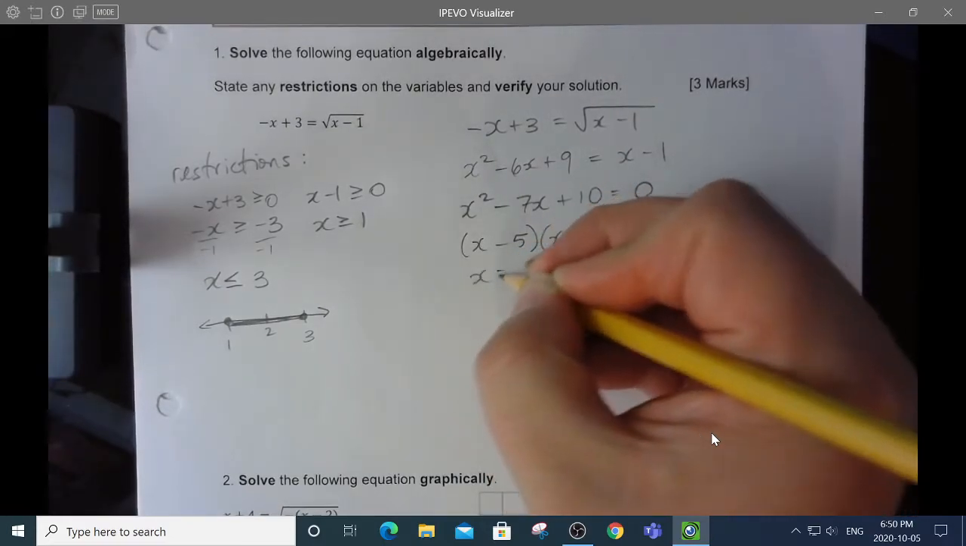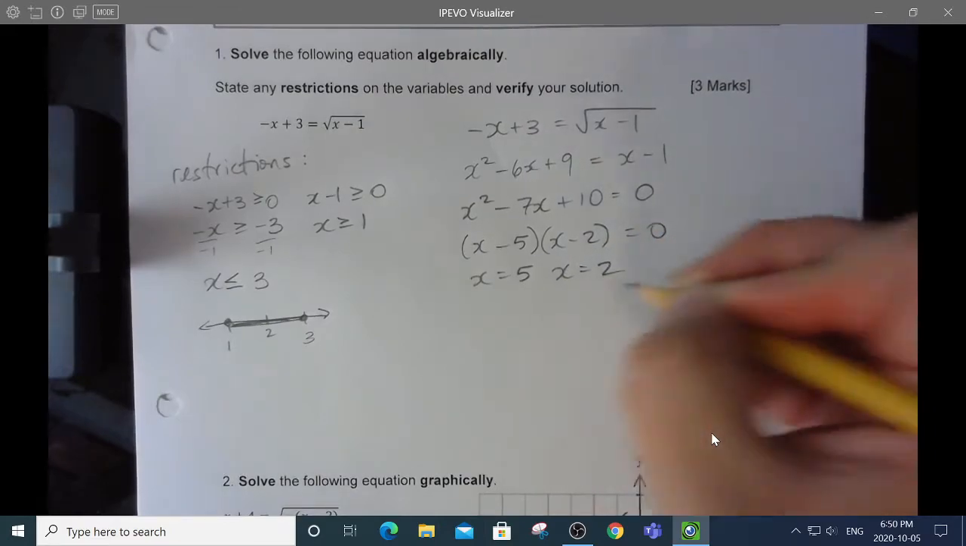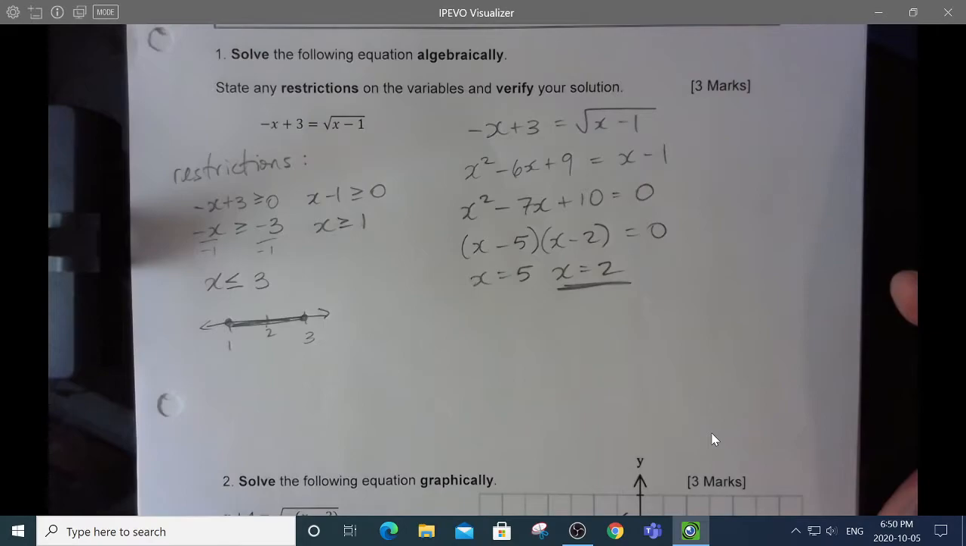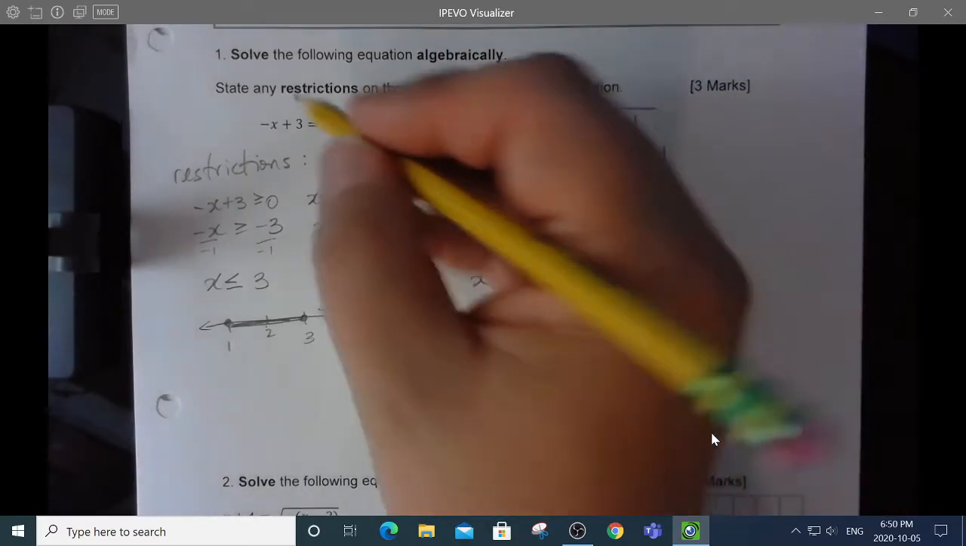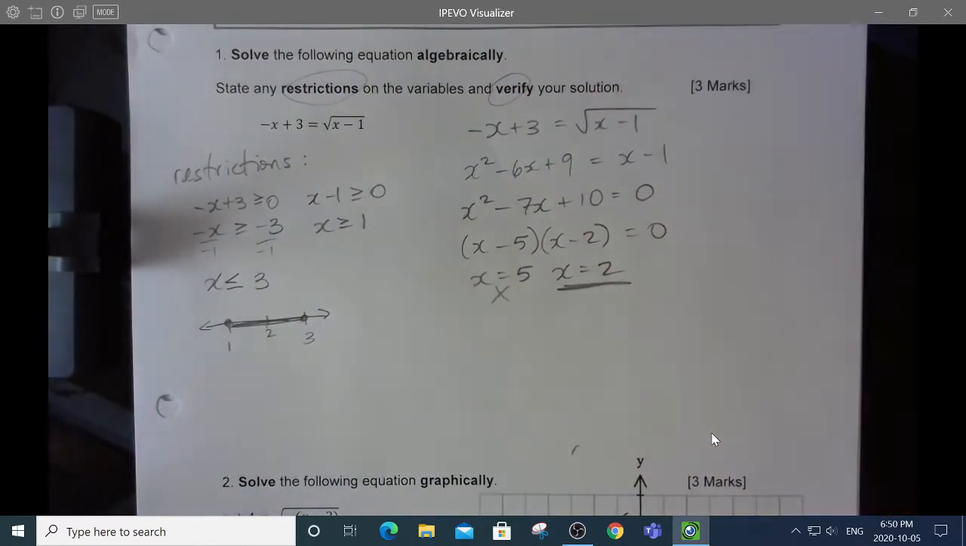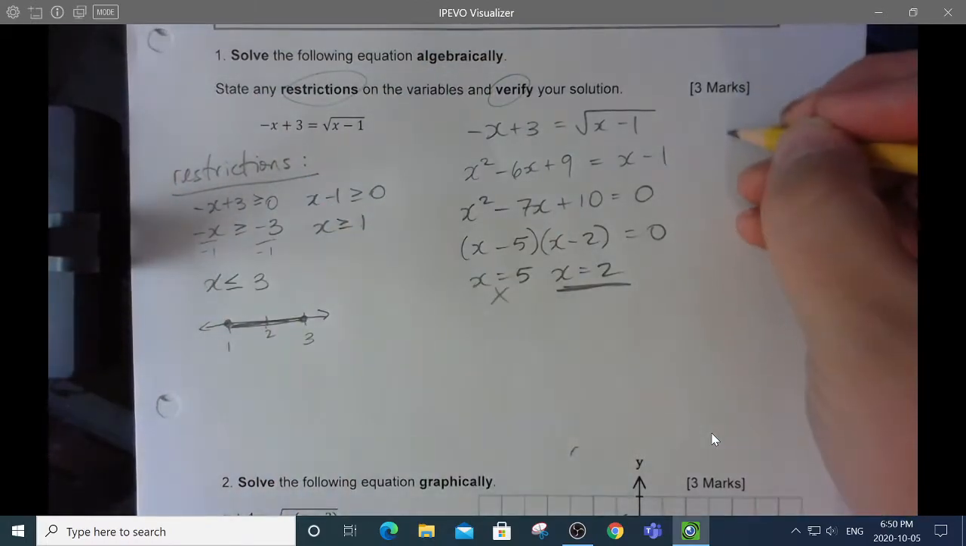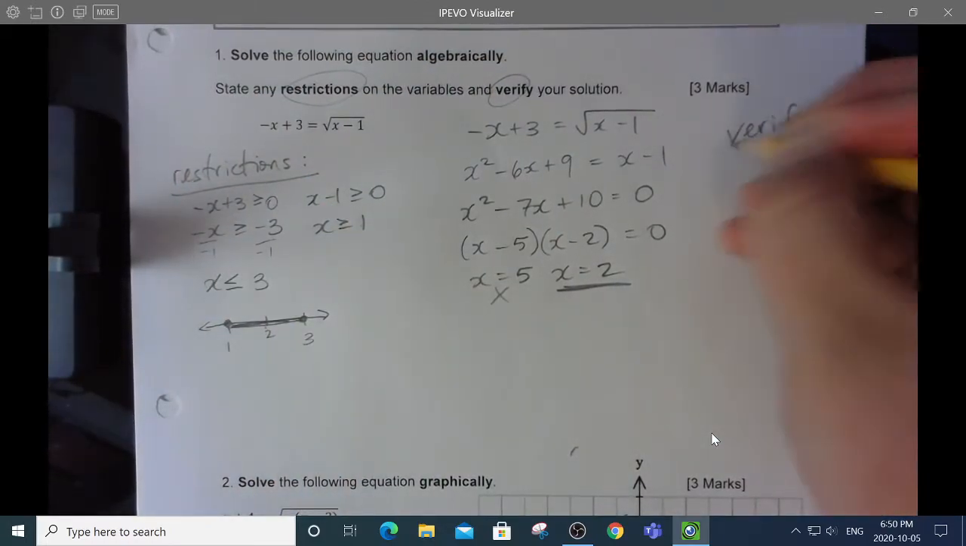So then x is 5 or x is 2, and 2 is the right answer because that one falls within my range of acceptable values. I know that 5 is extraneous, but the question asks us to verify, and I talked about this in class. It's actually kind of dumb to ask both. They both accomplish the same goal, but obviously we just want to see that you can do restrictions or you can do a verification. So let's do a verify.